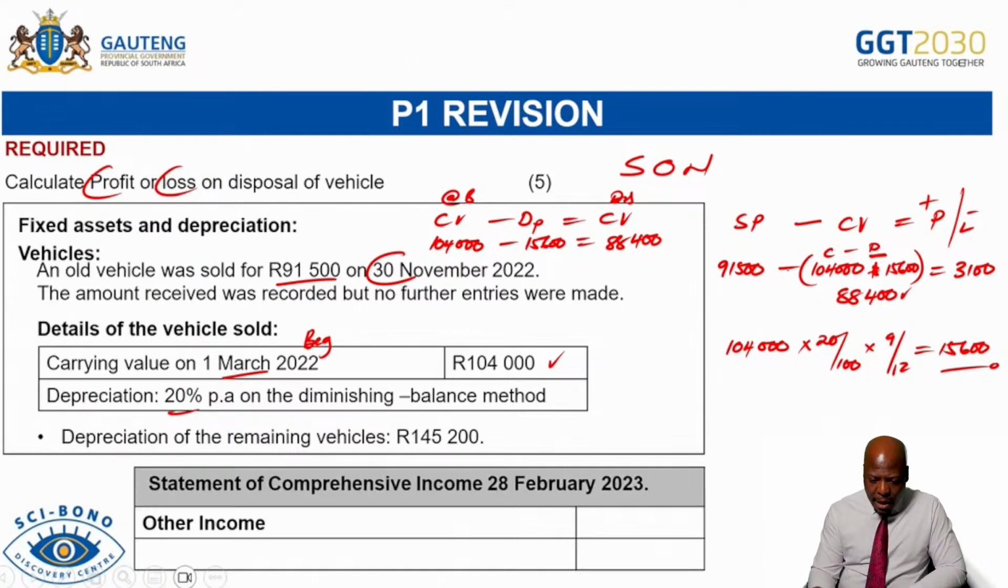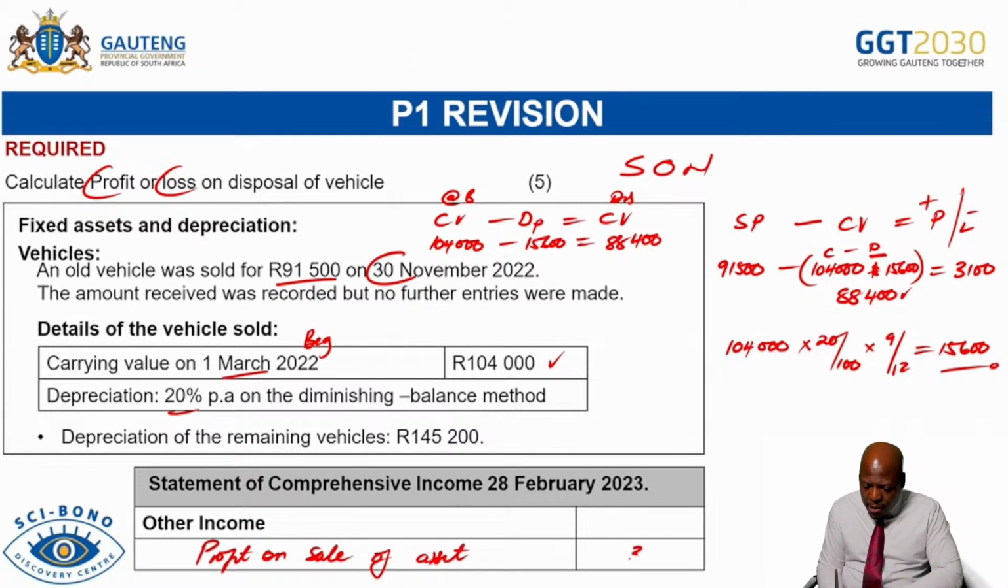Okay, so let's come here and then we'll now say over here, we're now going to record what we call profit on sale of asset. And the profit on the sale of asset is the 3,100, like that.